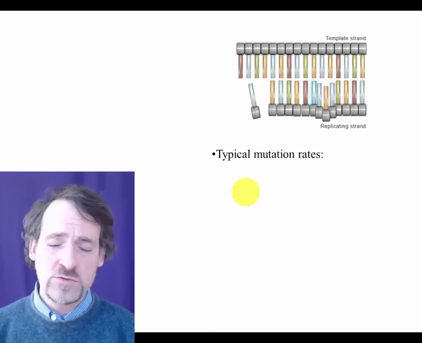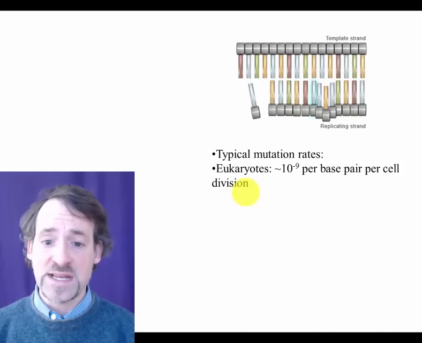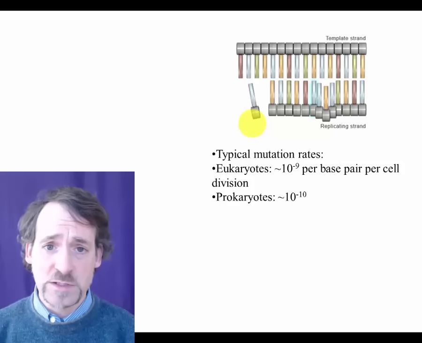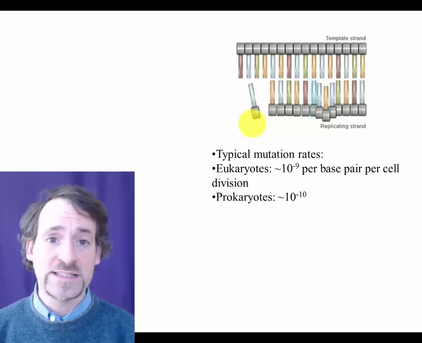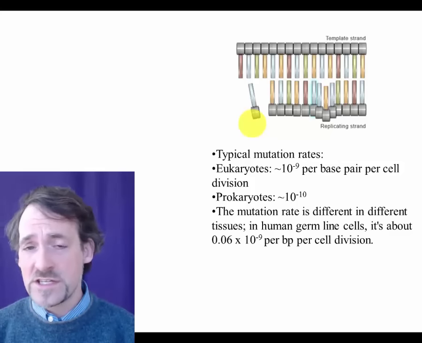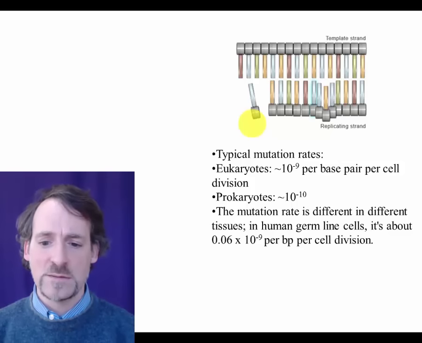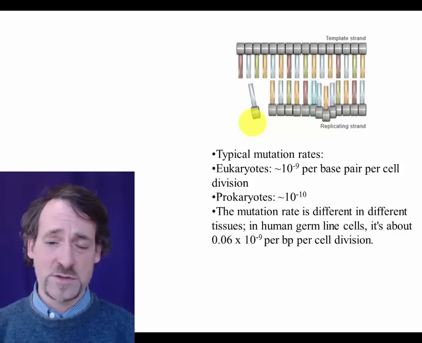Typical mutation rates do vary quite a bit from one part of the genome to another, but on average, there's something like 1 in a billion per base per cell division. In prokaryotes, that's bacteria and archaeans, which we'll be learning about later in the semester, the mutation rate is a little bit lower. It's about 1 in 10 billion. This varies from one tissue to another. So for human germline cells, you get about 0.06 times 1 in a billion mutations per base pair per cell division. In other tissues, it might be lower. In some tissues, it might be higher.